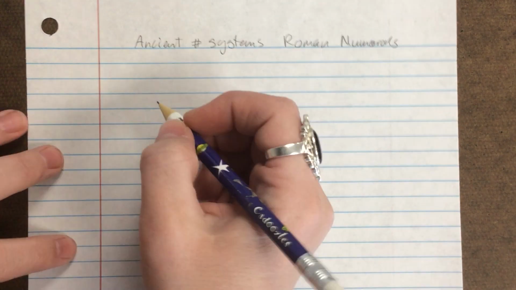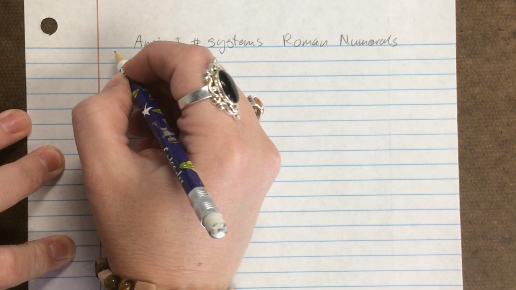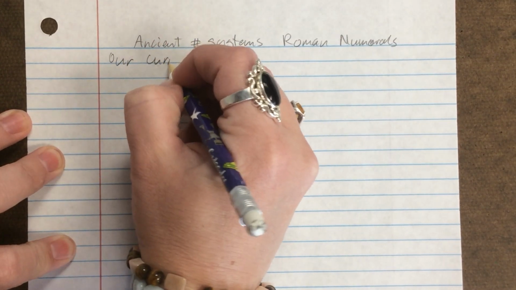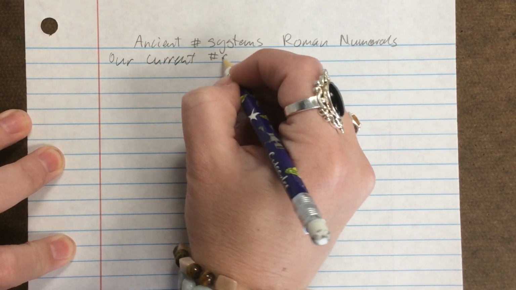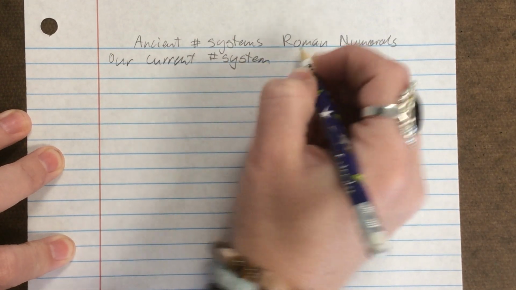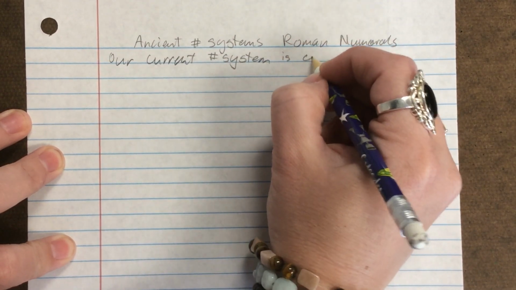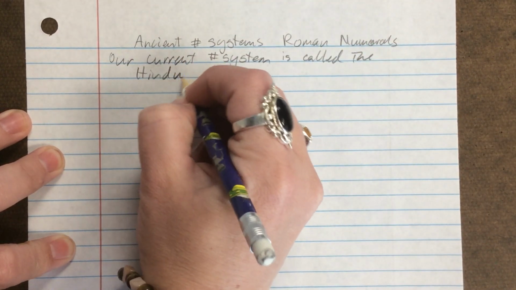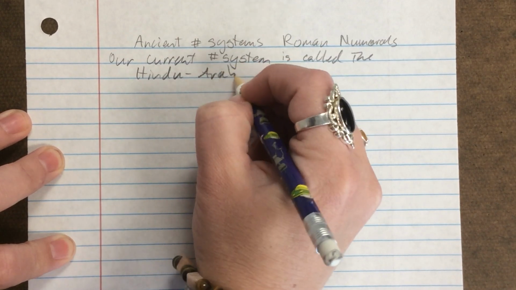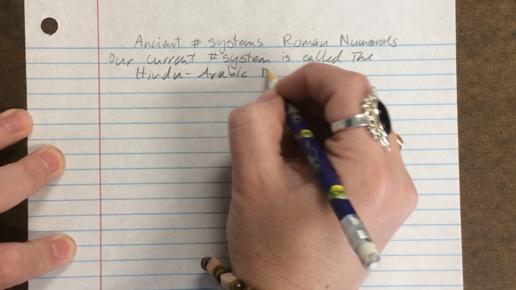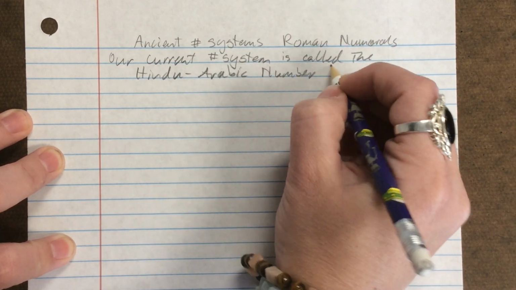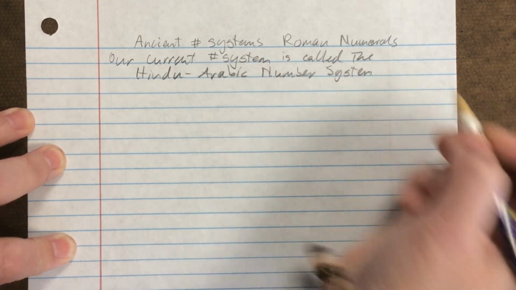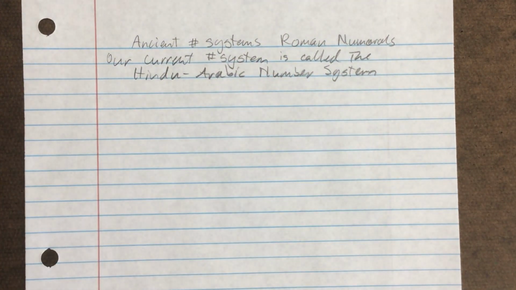Okay, our current number system is called the Hindu-Arabic number system. Or just the Arabic system, but really, the Hindu-Arabic, that's the full name of it.